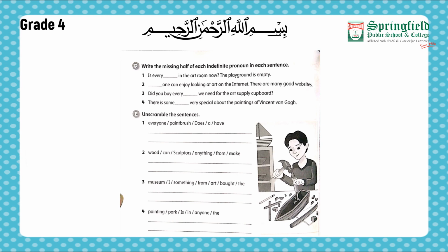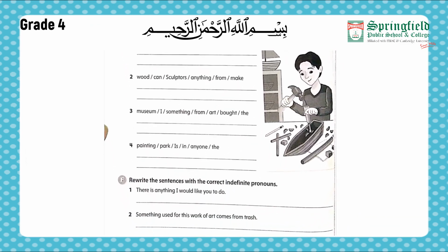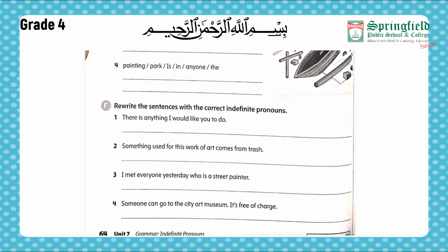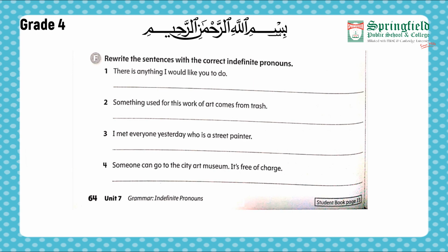Number 2. Wood can sculptors anything from make. Sculptors can make anything from wood. I hope you all are able to attempt the next 2 statements. Moving forward towards our part F. Rewrite the sentences with the correct indefinite pronouns.